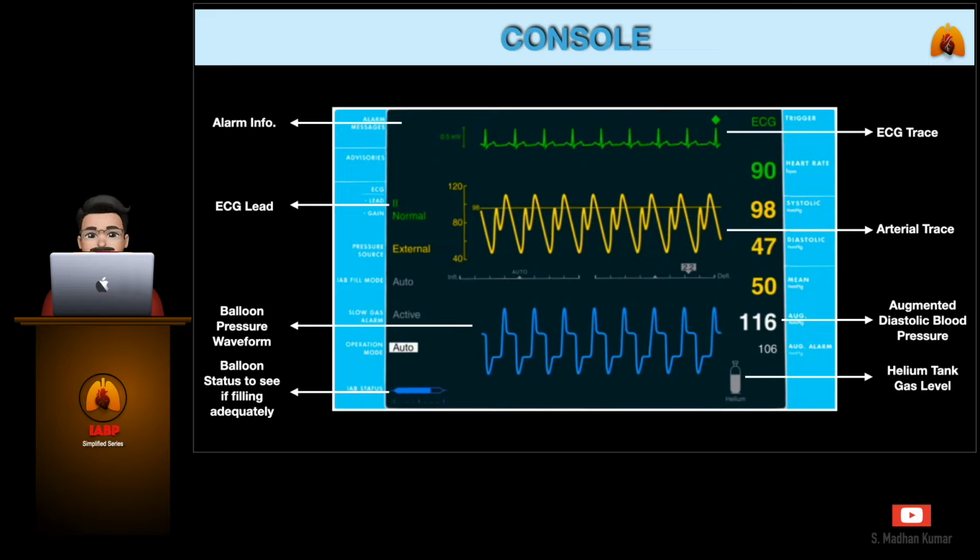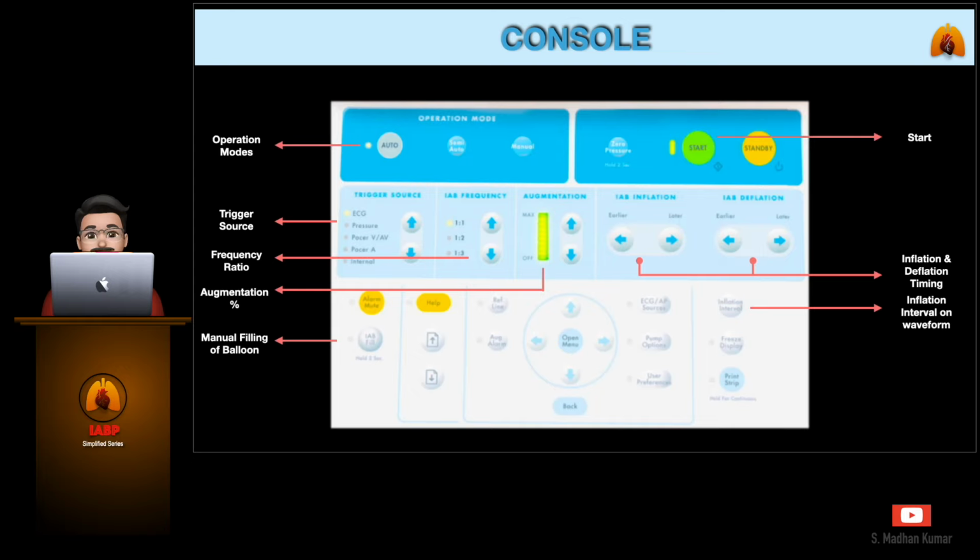This is the console screen, which has various information like ECG trace, arterial trace, augmented diastolic pressure trace, helium tank gas level, alarm information, ECG leads, balloon pressure waveforms and balloon status to see whether it is filling adequately. It also has several modes and buttons, which include start, operation modes, trigger sources, frequency ratio, augmentation level, manual filling, inflation and deflation timing adjustment, inflation intervals on waveform, etc.